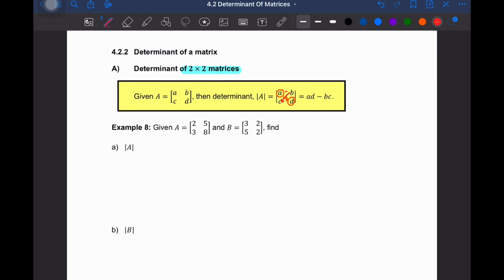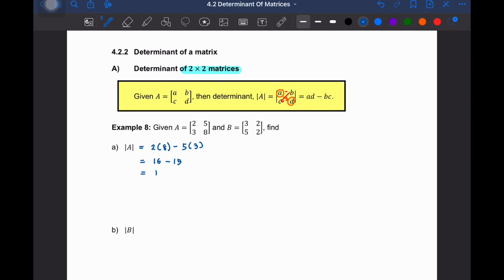Okay, so let's do an example. Few examples. So, example 8, kita nak cari modulus of A over here. So, this is our matrix A. Right, so the formula is AD minus BC. So, meaning that, kita akan darabkan the leading diagonal first. So, 2 times 8. And then, it's minus in the middle, 5 times 3. Okay, so 2 times 8 is 16 and then minus 15. So your determinant is equal to 1.